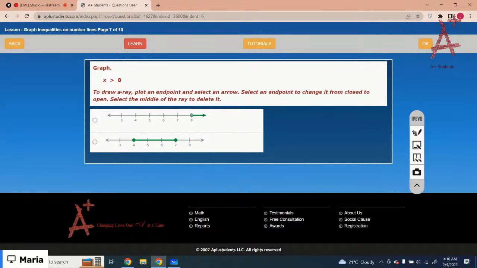x is greater than 8. That means x can be any number that is greater than 8. But x cannot be 8. Got it? So that means at 8 you have an open circle and all the values are greater than 8. So the graph must be pointing at the right hand side. Got it? So option number 1 is the correct option.